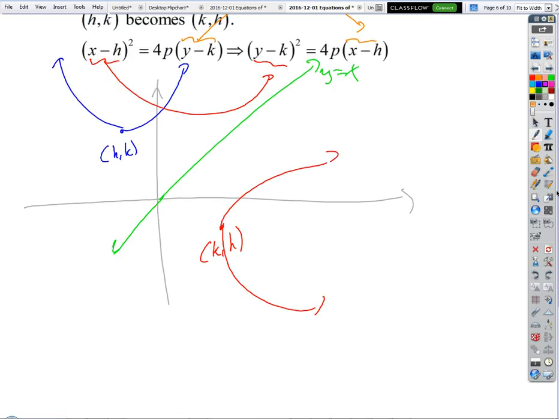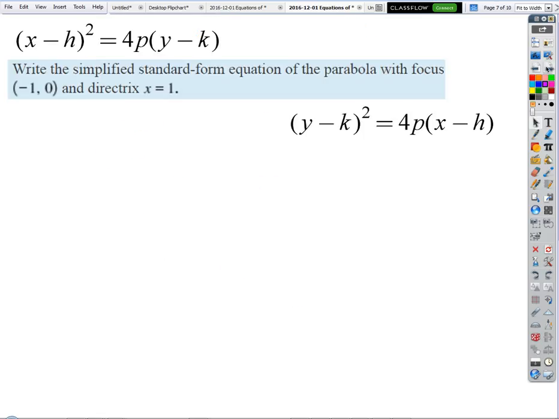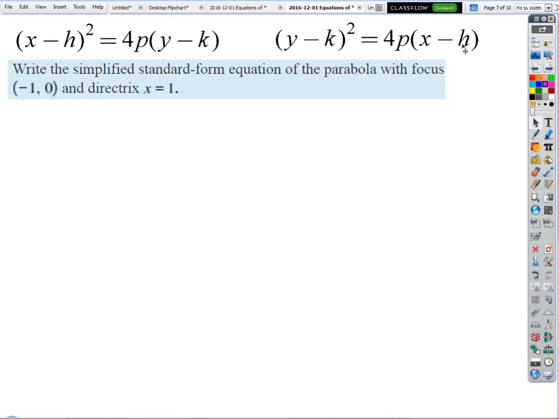Positive values of p are going to cause a horizontal parabola to open to the right, which is the positive x direction. A negative value of p is going to cause a horizontal parabola to open where? What do you think? To the left. Yeah. Okay. So try that. Think about this for a second. We want to write the simplified standard form equation of the parabola with a focus at the point -1, 0 and a directrix at x equals 1. So maybe we want to just sketch a little picture here to kind of orient ourselves. In the future we maybe won't need to, but for now let's do that.